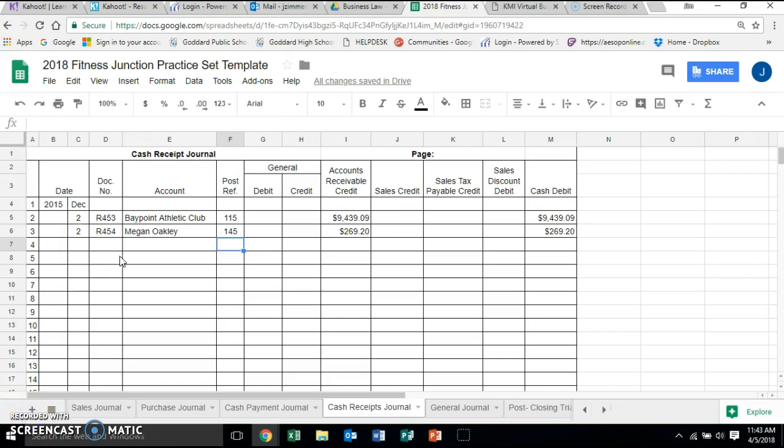To journalize this, we're going to go over here. We're going to put in the date. It looks like it's December 3rd, so we're going to put in the 3rd. It's going to be T and the date, which is the 3rd, so we're going to put T3 here. T3 for your document number. On this line, we're going to put cash sales.